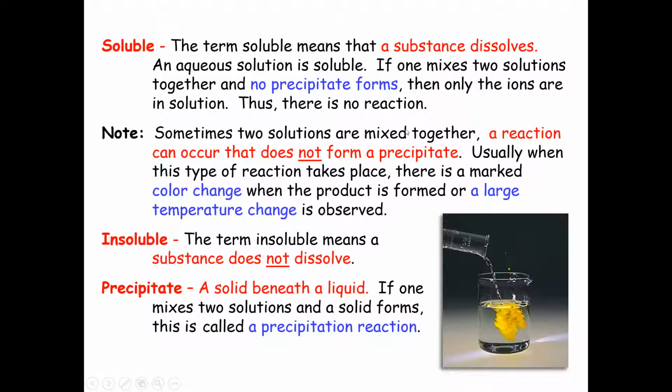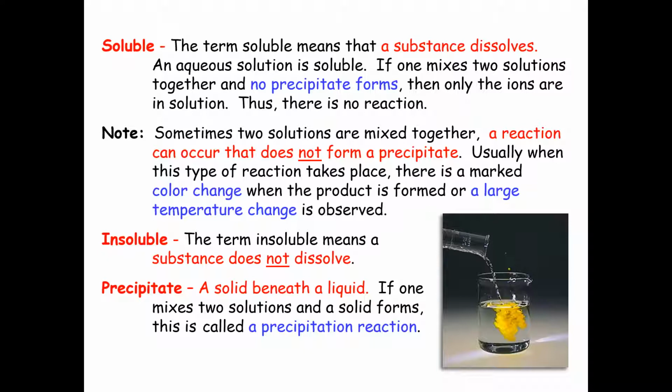Sometimes when two solutions are mixed together, a reaction can occur that does not form a precipitate. In some cases, a precipitate would not form, but there would be some kind of chemical reaction happening. Usually when this type of reaction takes place, there is a marked color change when the product is formed or a large temperature change is observed. So in some chemical reactions, change can be observed by the increase in temperature of the solution, and in some it can be seen through the formation of precipitates.